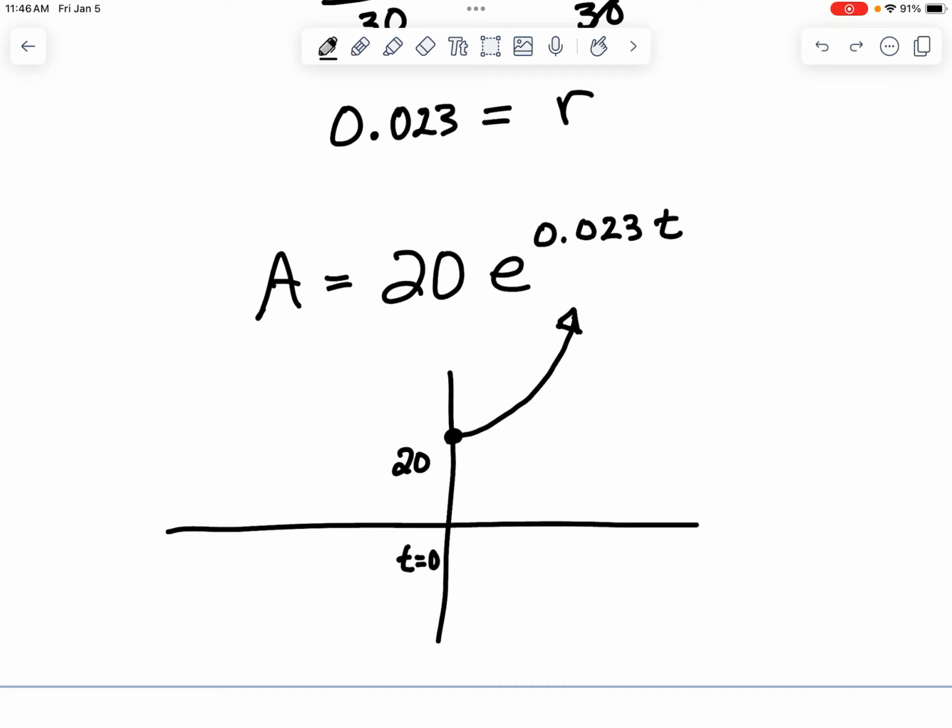You know what? Before I hang up, there's one other thing we could do is right here, if you put 30 minutes, then it's going to double. So this would be 40. There's a little more information. That looks better. Let me color this in. There we go.